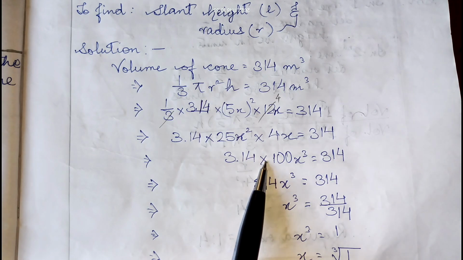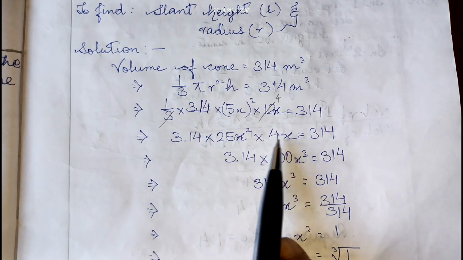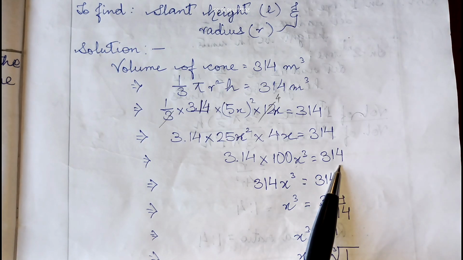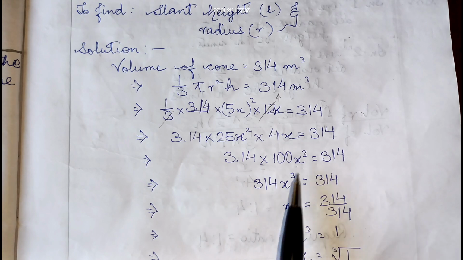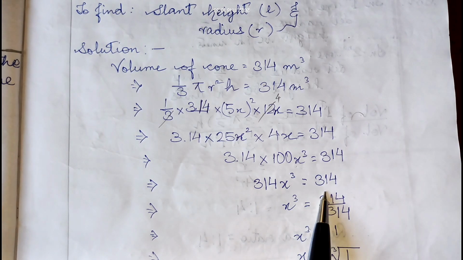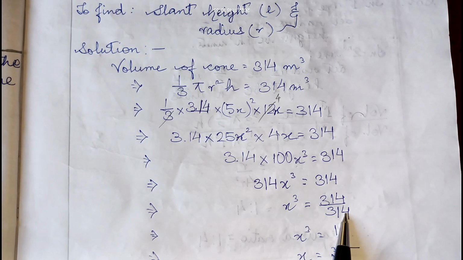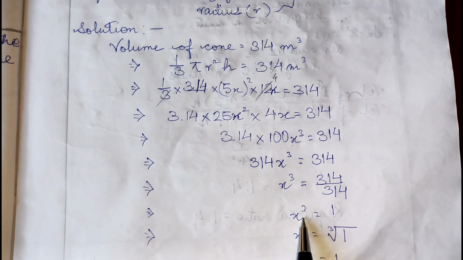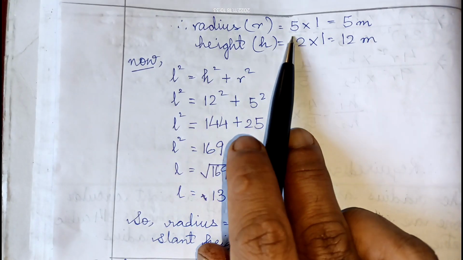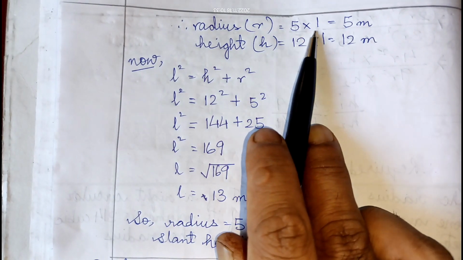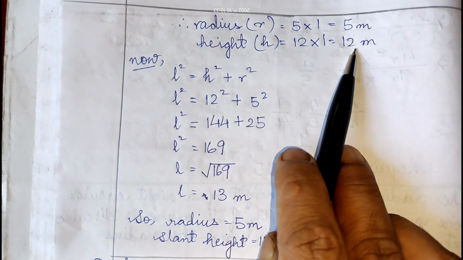3.14 into 4 into 25, it will be 100, and x² into x is x³, so 3.14 into 100 will give 314x³ equals 314. So x³ will be 314 divided by 314, so it will give 1. Since x³ is 1, therefore x will be 1. Therefore radius will be 5x, and x we got 1, so it will be 5 into 1, 5 meter, and height 12x, 12 into 1, 12 meter.